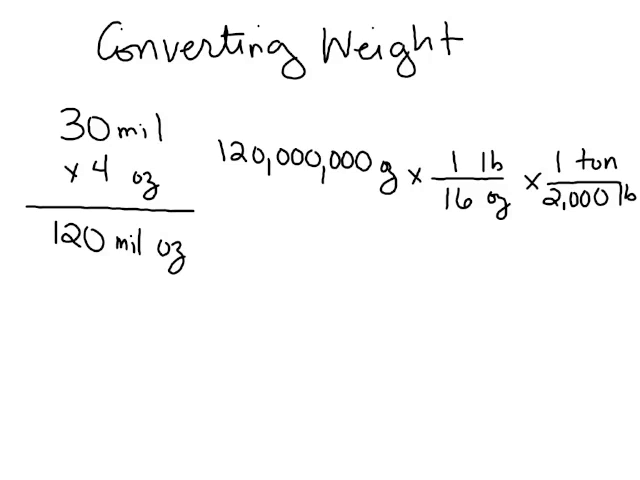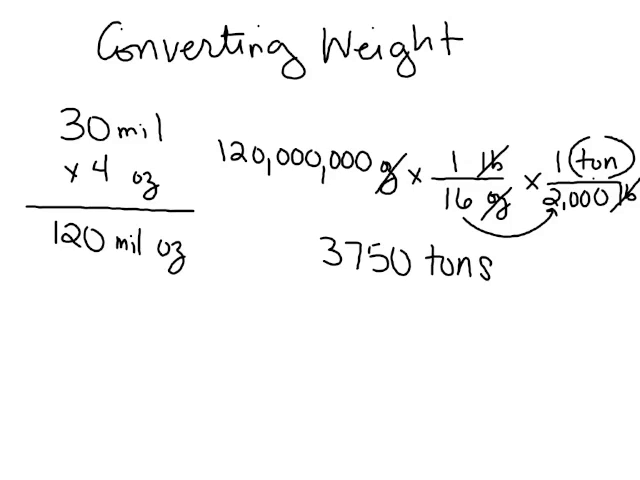Okay, so it's a fraction. So 120 million on top, 16 times 2,000 on bottom. Ounces cancel, pounds cancel, left with tons. What's my answer? 3,750. All right. 3,750 tons. So if everybody in California ate an extra cookie, the state just got 3,750 tons more weight. That's a lot.